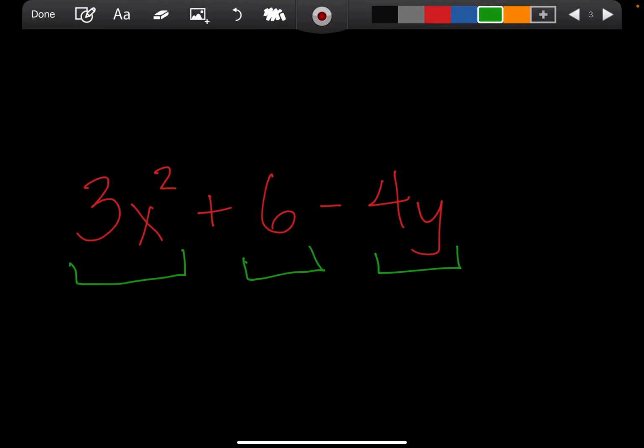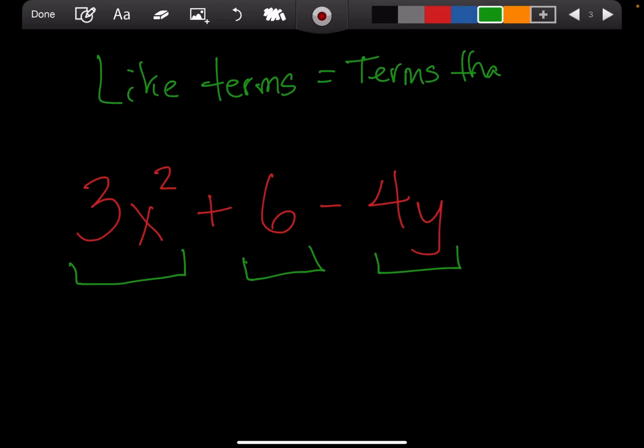So it can be a variable, a number, or a combination of both. So we have 3 different terms here. But when you are starting to learn algebra, you start learning that you can combine what are called like terms. So like terms, I'll just write it up here in my bad handwriting. Like terms is the same as terms that are alike. So that's the way I think of them. So you can combine terms that are alike.